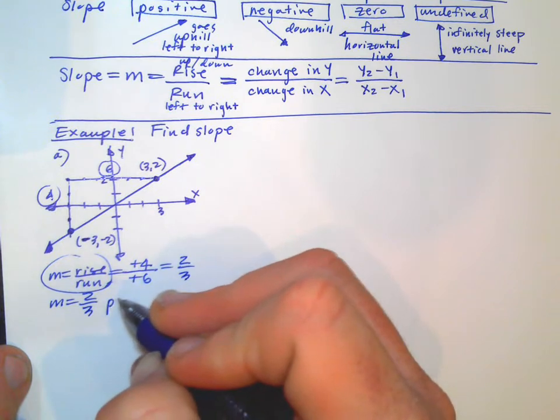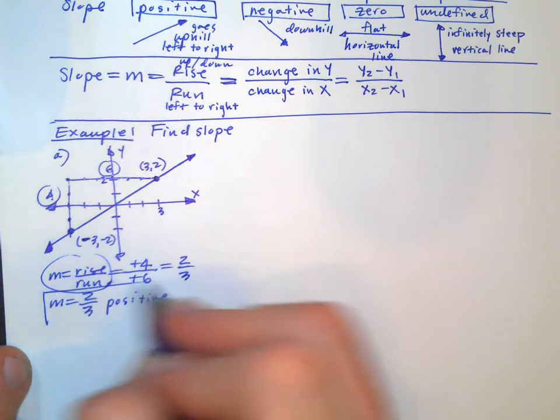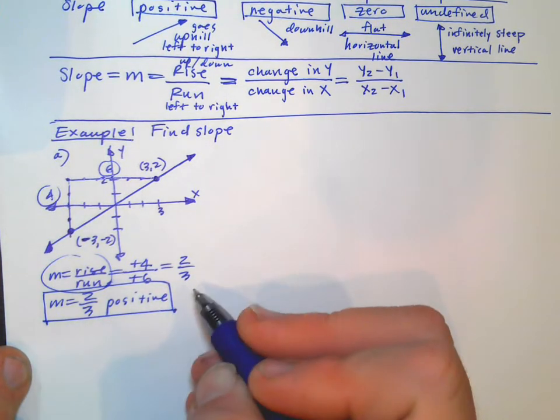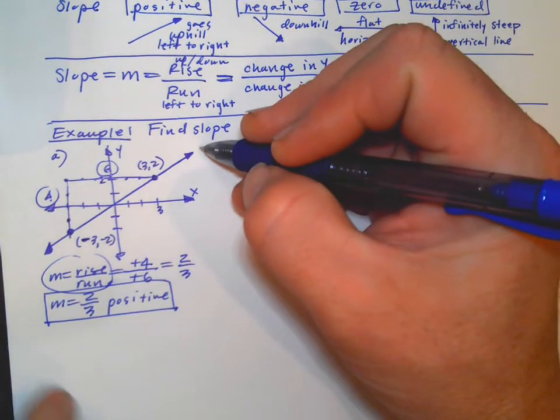And we'd say that that's a positive slope because it's a positive number, first off, right? It's a positive number, which should always match a graph that's going up from left to right, going uphill. So that's one way we can do it. That's one kind of problem.